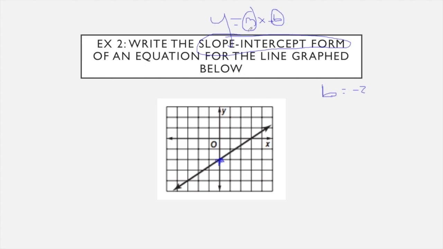But we also must find the slope. So how can we do that? Well, we can pick 2 points and then plot the change between them. So here's 2 points. I see a rise of 2 and a run of 3. So my slope is rise over run, so 2 over 3. In other words, my slope is actually 2/3.